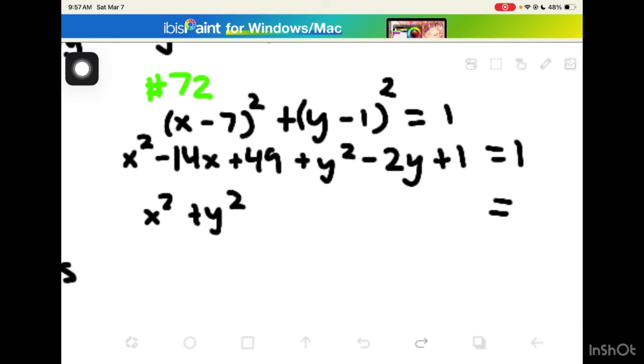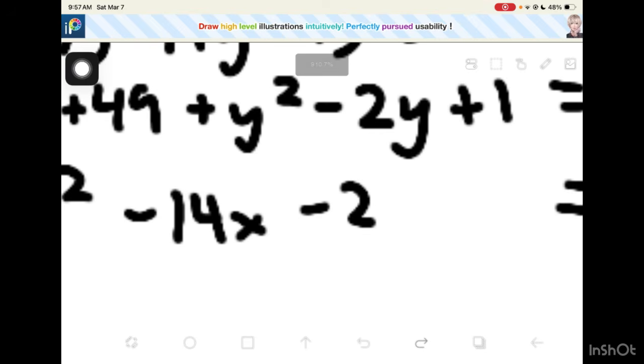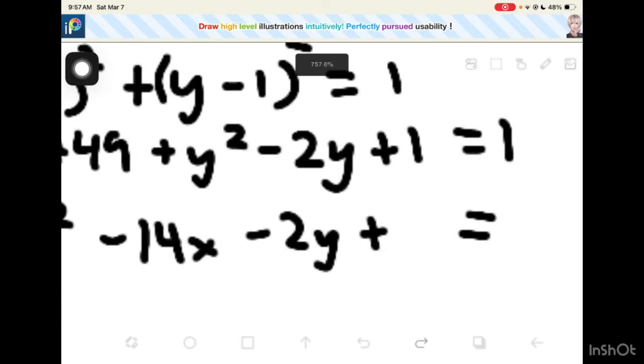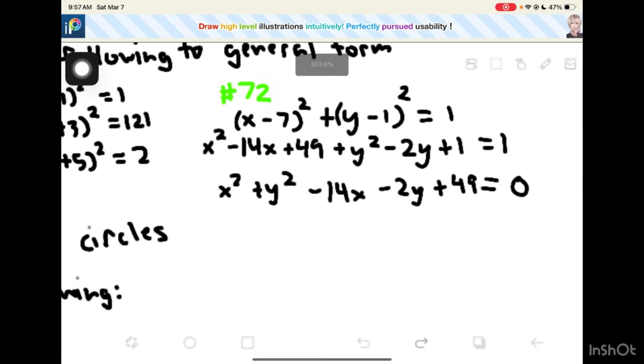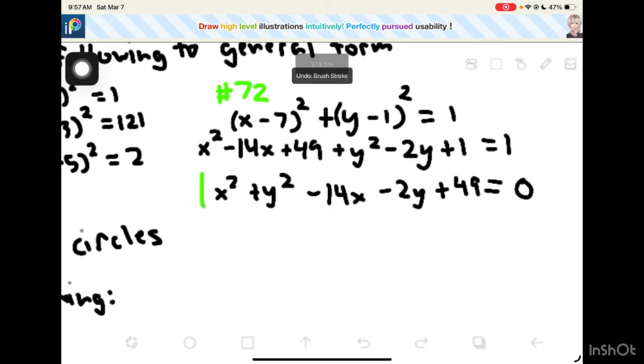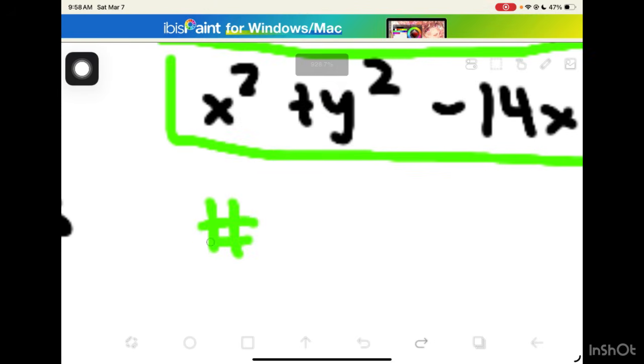And then we got minus 14x minus 2y plus, I believe that's 49, is equal to 0. Let's double check that to make sure it's correct. General form. Okay. And that is correct. That's correct. So this is the answer of 72. Try not to obstruct the answer. There we go. Number 73.